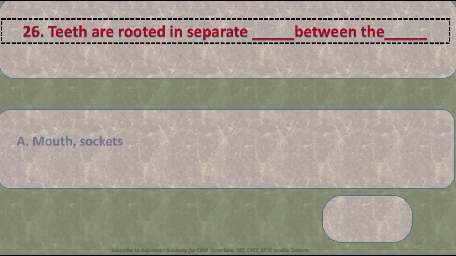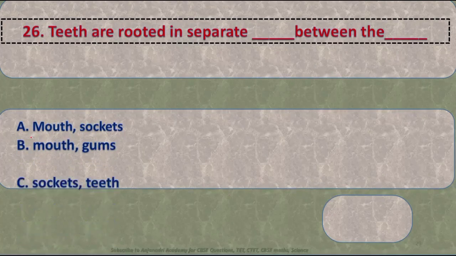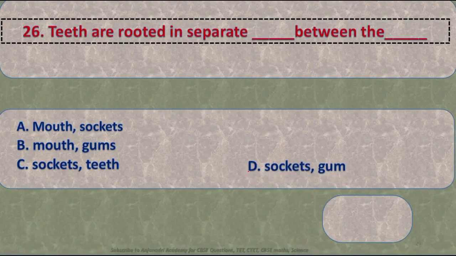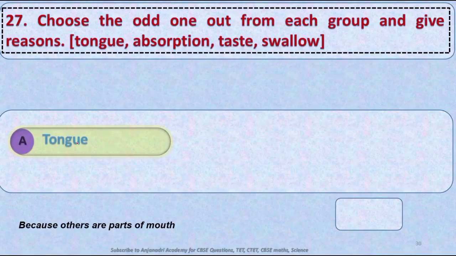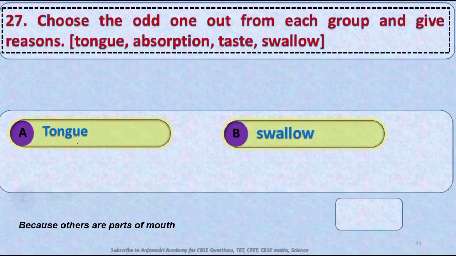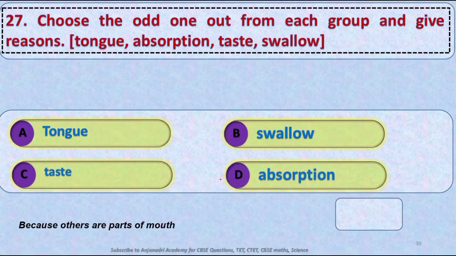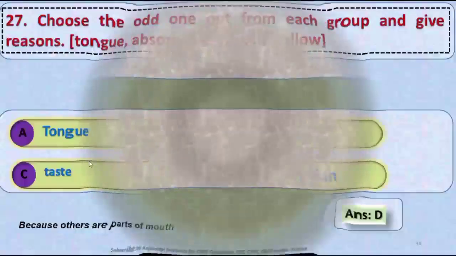Here is the next question. Teeth are rooted in separate sockets between the gums. Option D is the correct answer. Teeth are rooted in separate sockets and between the gums. Here is the next question. Choose the odd one out from each group and give the reasons. Tongue, absorption, taste, swallow. Answer D is the correct answer because the other three are the parts of the mouth.